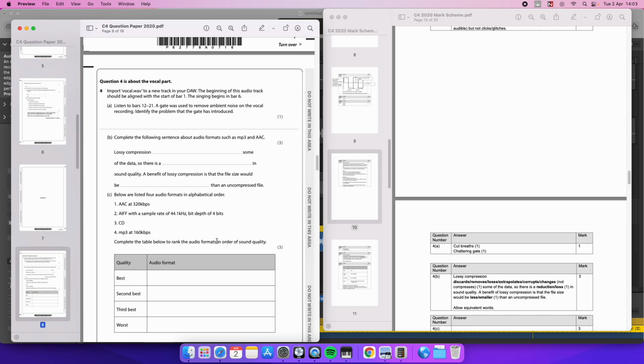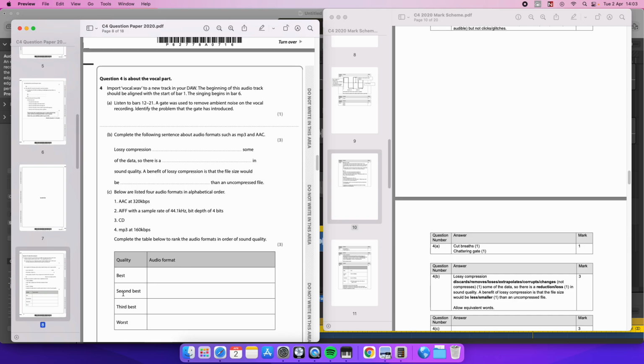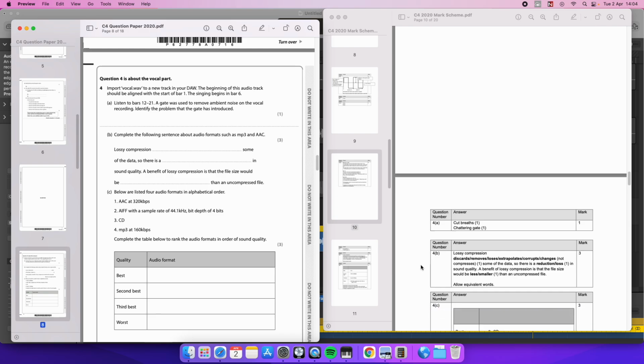Complete the table to rank the audio formats. Best, second best, third, worst. I'm assuming worst would probably be the AIFF with just 4 bits. CD quality is the best. AAC is better than MP3. It's got a higher kilobit per second rate, so I'd probably go CD, AAC, MP3, AIFF.